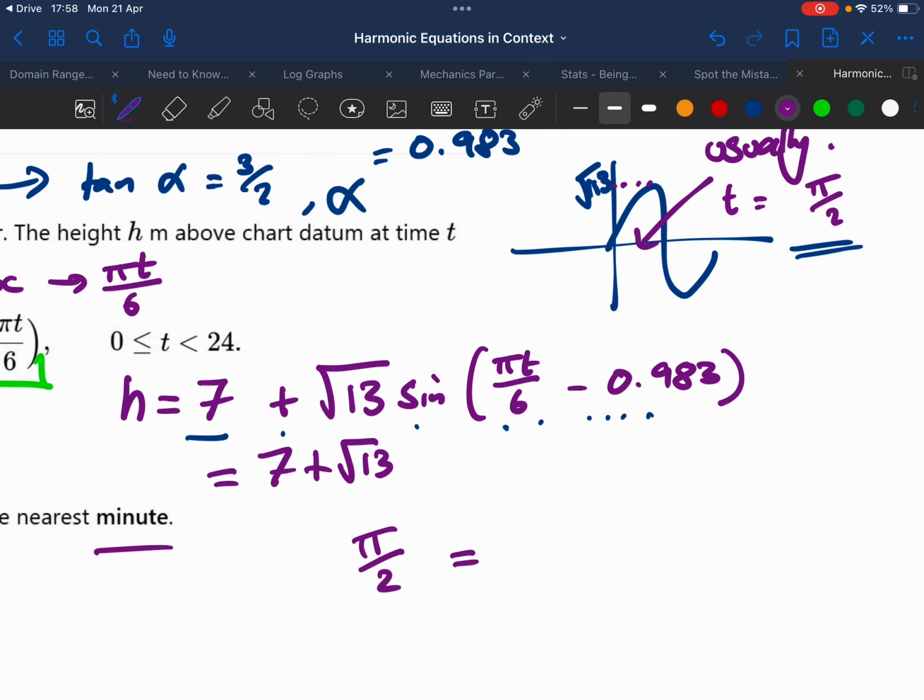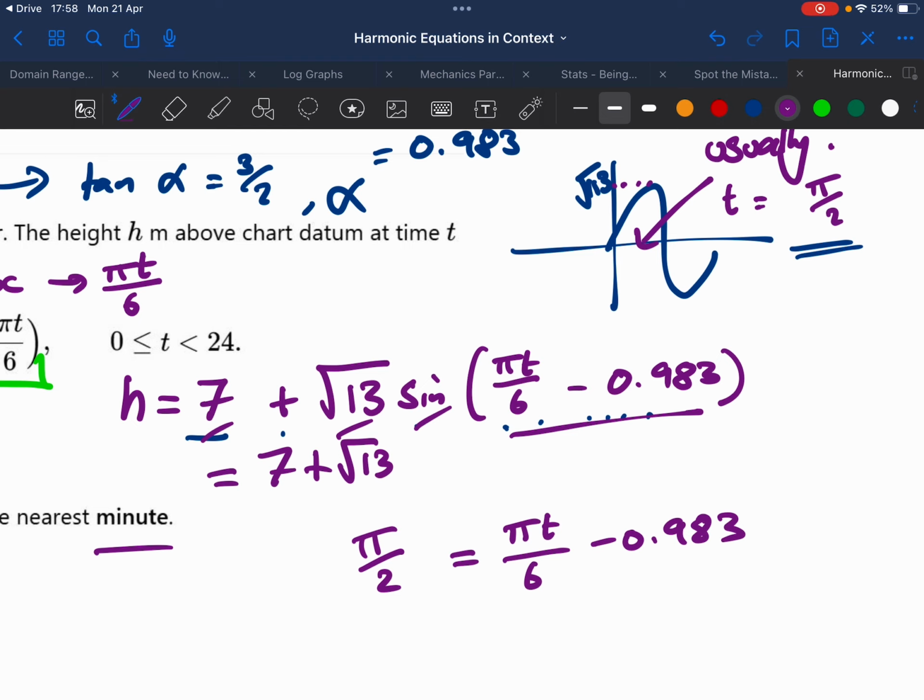We can solve pi over 2, because this is really effectively taking into account this bit already, and this bit and this bit. This is thinking about when does sine usually have its maximum. Well, the first time it would usually have its maximum is pi over 2. What we're going to do then is set it equal to all this bit here, because this takes into account the fact that it's been shifted and stretched and all this sort of stuff.